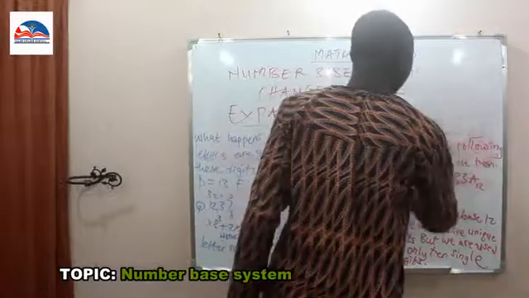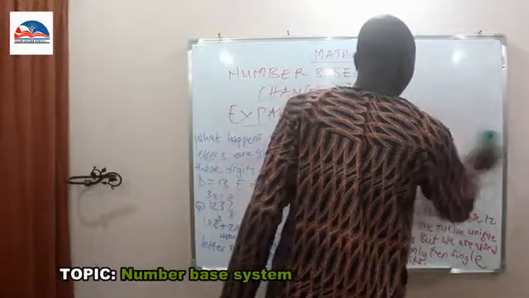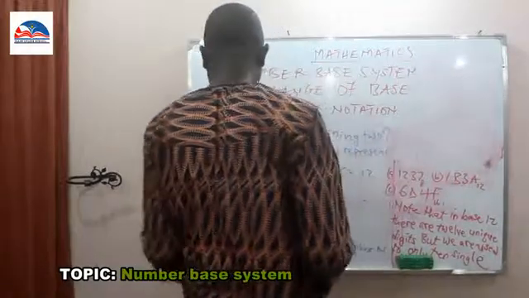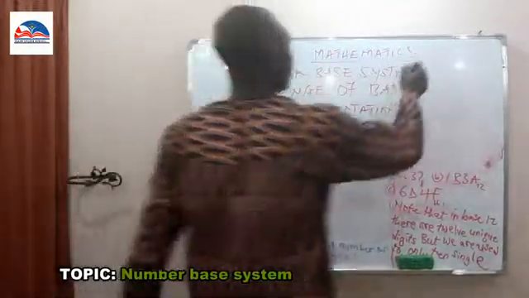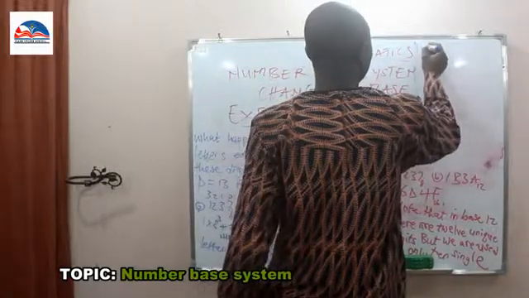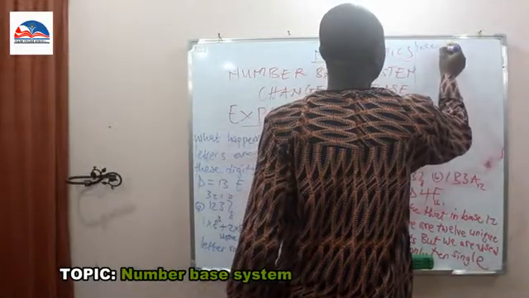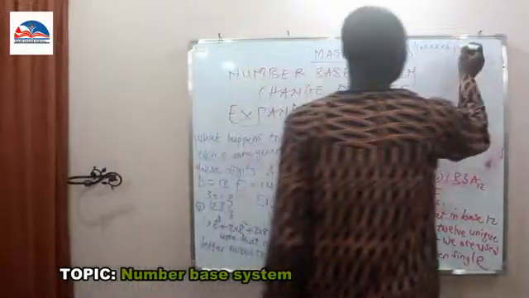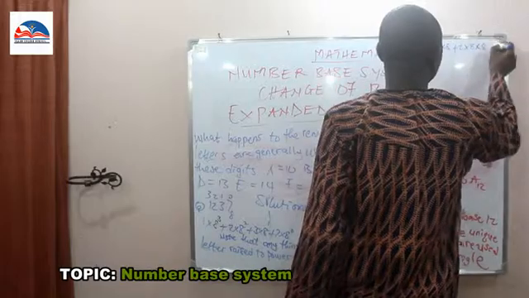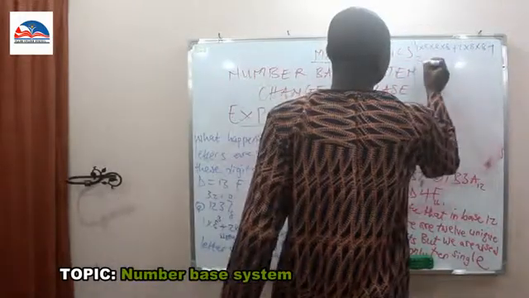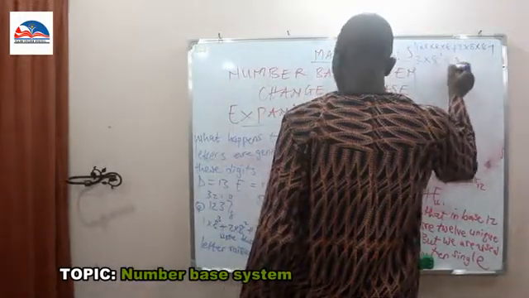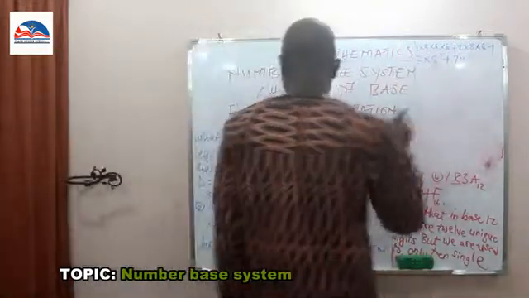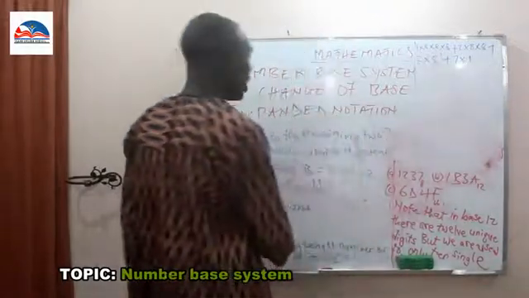Let's find solution to the question. 1 times 8 raised to power 3. That will be 1 times 8 times 8 times 8, that is in 3 places. Plus 2 times 8 times 8, plus 3 times 8 raised to power 1, plus 7 times 8 raised to power 0. Anything raised to power of 0 is 1. So this one will be 7 times 1. That automatically changes to 7.